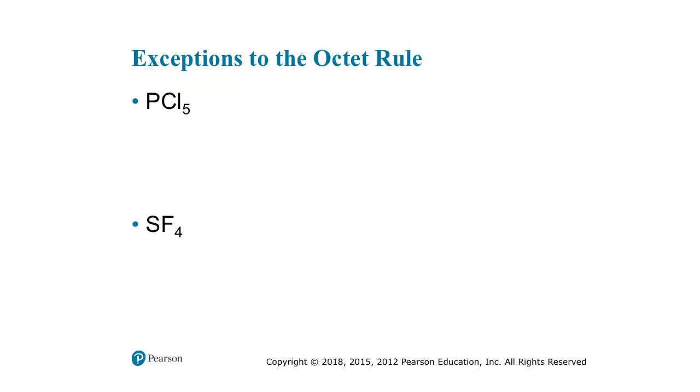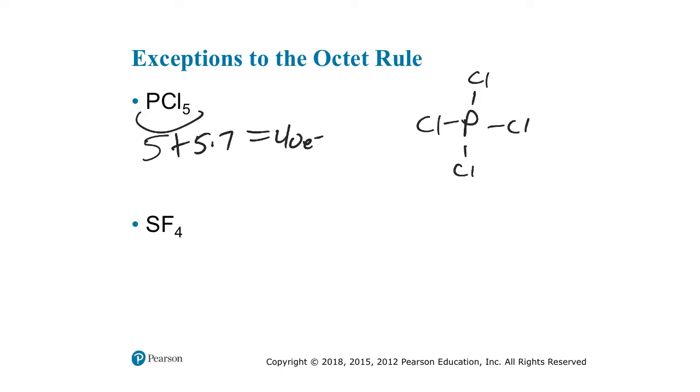Okay, let's consider some additional molecules. PCl5: 5 plus 5 times 7, 40 electrons. Now I have no choice for this molecule but to expand the octet of phosphorus. Now I said before, atoms in the first and second row, like hydrogen and oxygen, cannot expand their octets. Atoms like phosphorus are observed to expand their octets in the formation of molecules like this one.